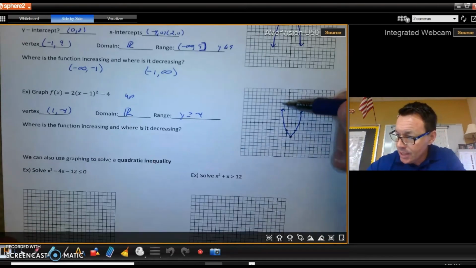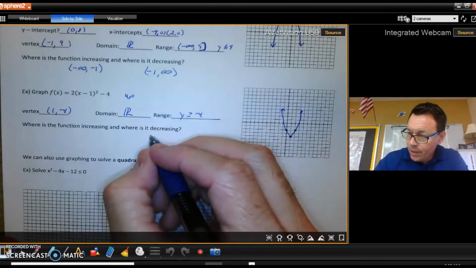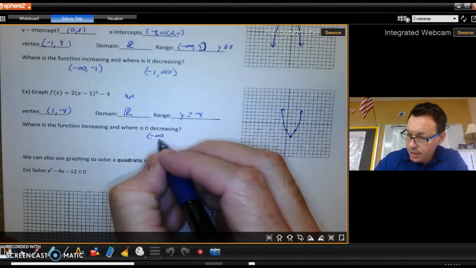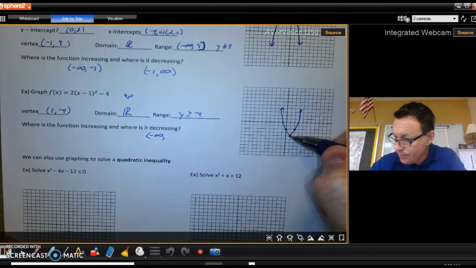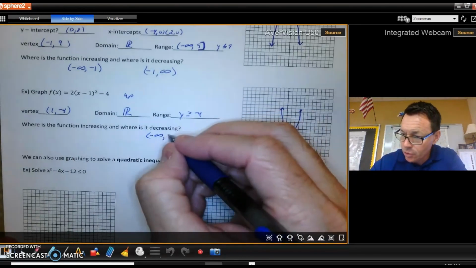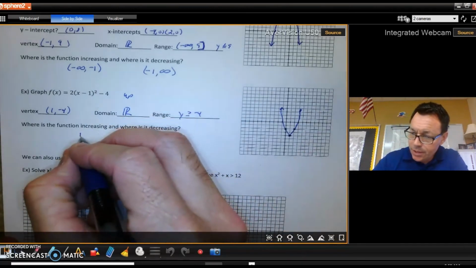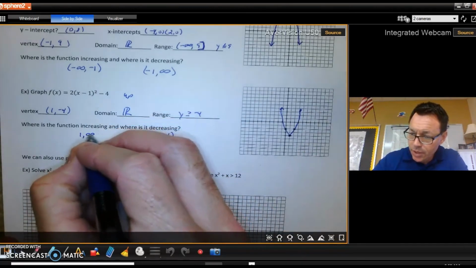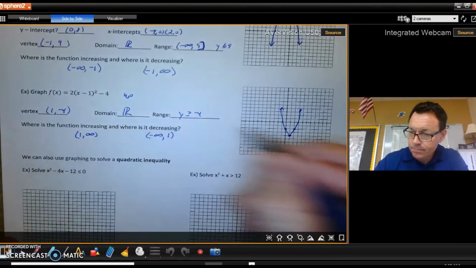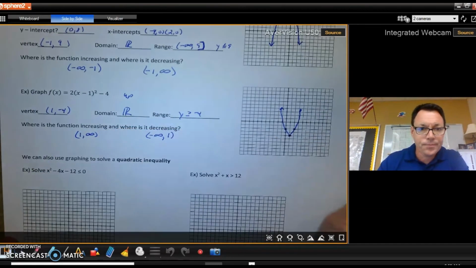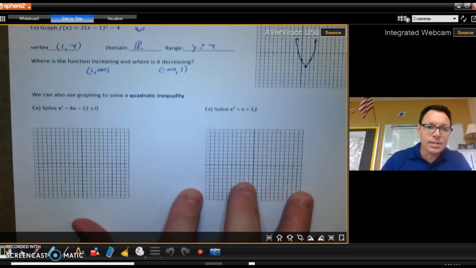Now this one, it's decreasing over here, so it's decreasing from negative infinity to, remember it's that x value, to 1. And then the graph is increasing from 1 to infinity. Increasing from 1 to infinity. Remember, parentheses. All right?